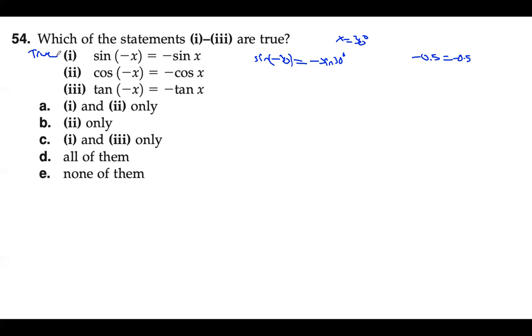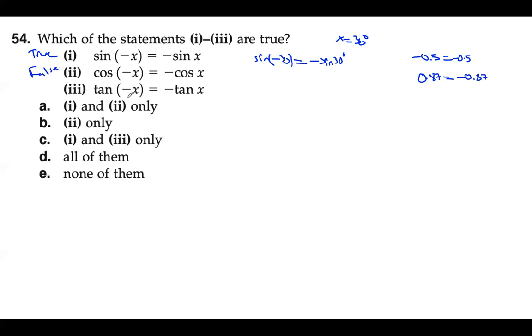Now the next one, cosine minus 30 equals 0.86. My calculator says 0.87. Now I am writing minus cosine 30. This is negative. Yeah, the first one is positive, 0.87. The other one is minus 0.87. So one of them is positive, one of them is negative. They are not equal. This is false.